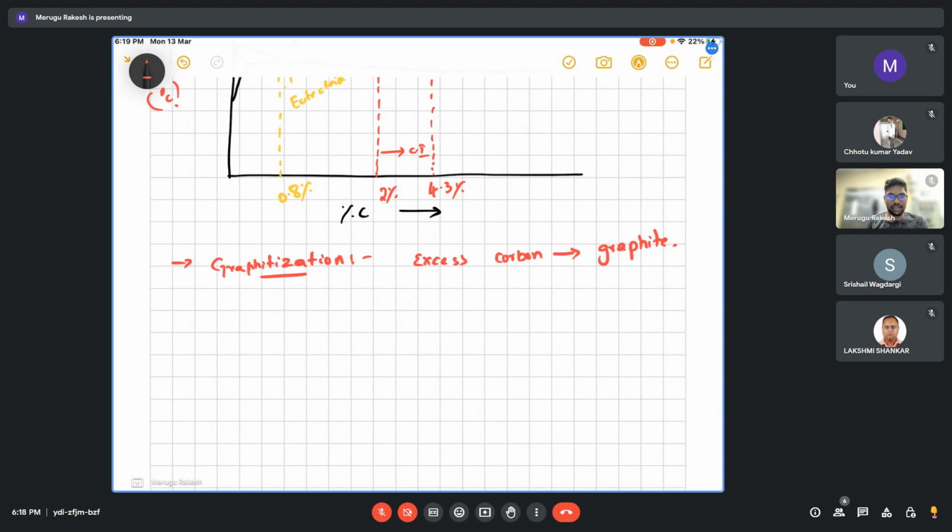One more thing: silicon enhances graphitization, which is the reason we add silicon. Graphite is a soft material, so we get good properties; ductility and toughness are increased because of the presence of graphite. Now let me show you the diagram and discuss.